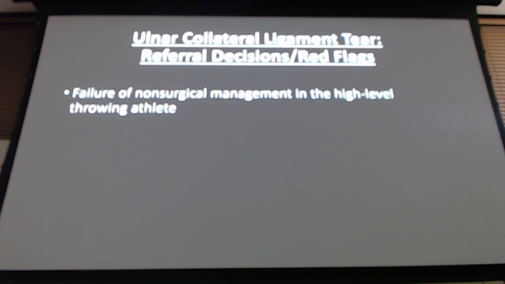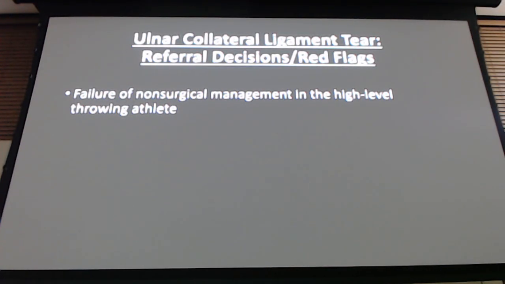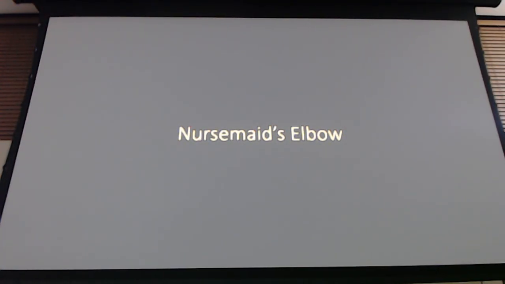So, referral decisions, basically you have somebody you tried to treat, okay? Maybe you thought it was more of a low-grade injury, but they go on to not improve, and they fail non-operative treatment. You refer them to orthopedics, and we offer them the business. Okay, questions about UCL injuries? Nothing? Nursemaid's elbow. All right, I'll actually wait for a second. Any questions? No? Okay. That was fast.